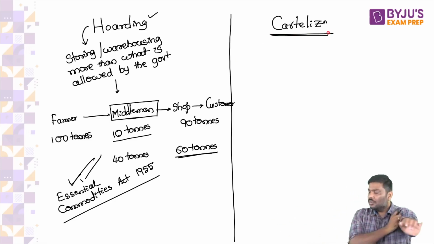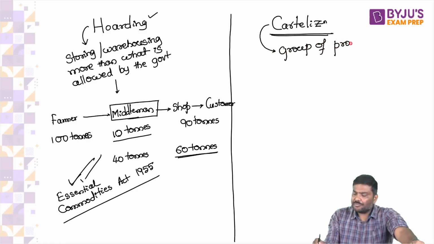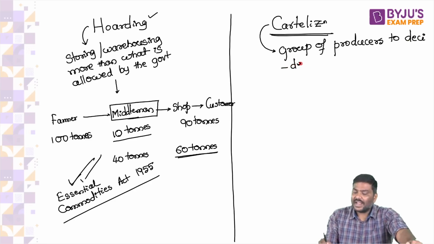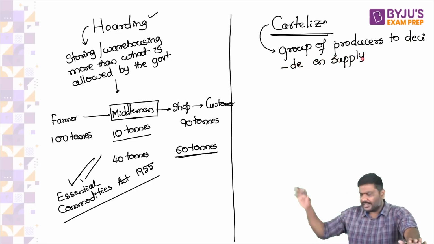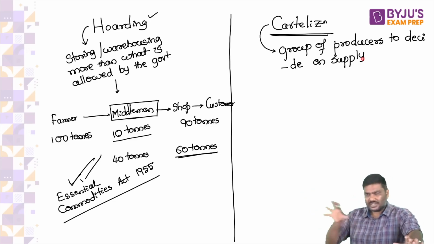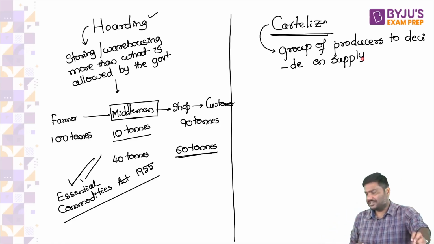Cartelization. What do you mean by cartelization? Cartelization simply means a group of producers or suppliers will come together to decide on supply. I'll give you a prime example connected to current affairs. A group of producers or suppliers will come together to decide on the supply of commodities.